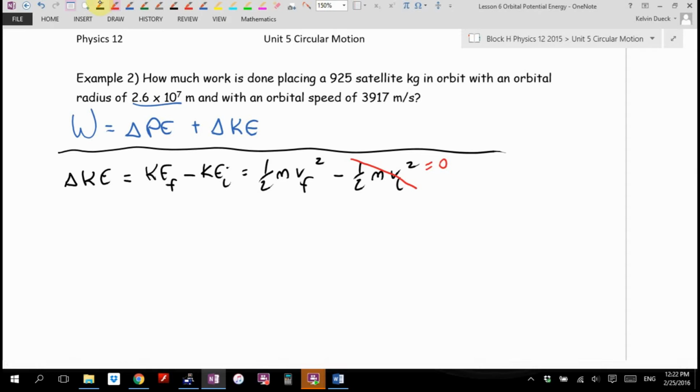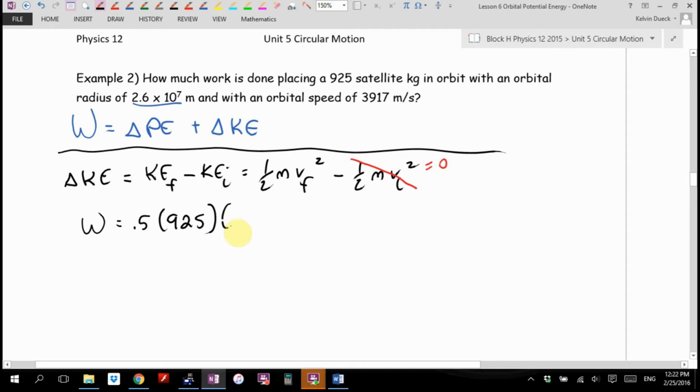Oh, this isn't too bad. Clay, did they tell me the mass? Which mass, Earth or satellite? What's moving? What's in orbit? Satellite. Okay, so 925. Did they tell me the orbital speed? 3,913. Don't forget the squared.